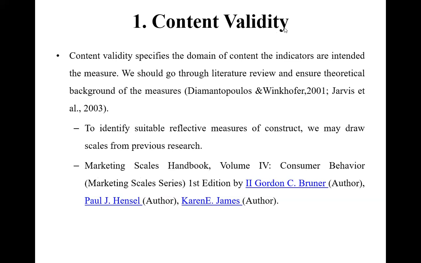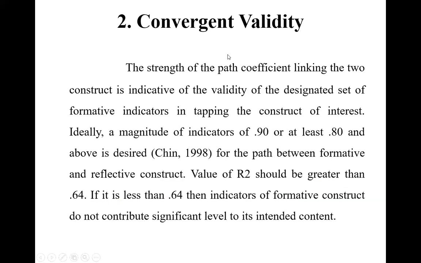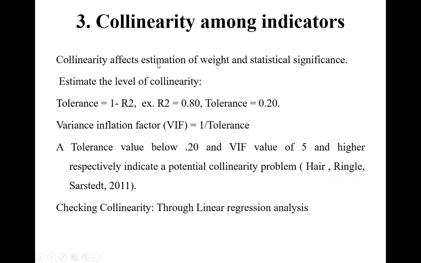Then second is convergent validity. How to check the convergent validity? The criteria is different here. Convergent validity check करने का: the strength of the path coefficient linking the two constructs, and validity of the designed set of formative indicators in tapping the construct of interest. The magnitude should be 0.9 or at least minimum 0.8. ठीक है, अगर इससे कम है then there is an issue of convergent validity. And then third is collinearity.